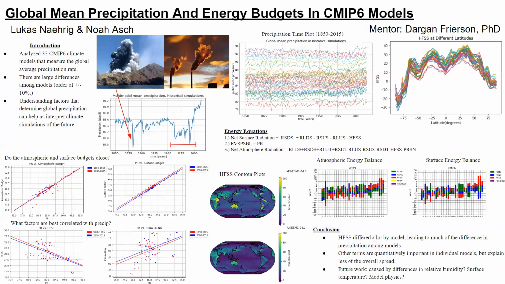In conclusion, we realized that sensible heat flux differed a lot by model, leading to differences in precipitation. Other terms are quantitatively important in individual models, but explain less of the overall spread. Energy budgets are essential in helping us understand the ever-increasing precipitation in our warming climate.